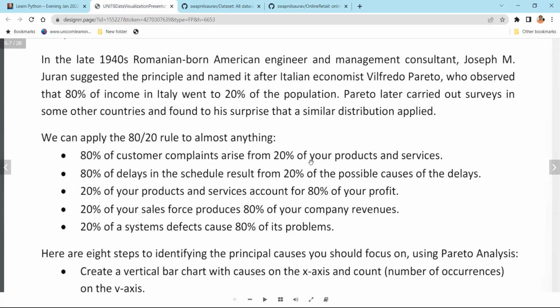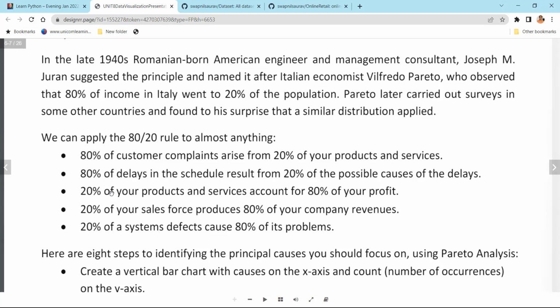So only 20% of the products will actually give you 80% of the headaches or the complaints. If you talk about delays in schedule, 80% of delays were because of just 20%. 20% of your products and services account for 80% of your profit. 20% of your sales force produce 80% of company revenues. 20% of sales systems defects cause 80% of its problems.